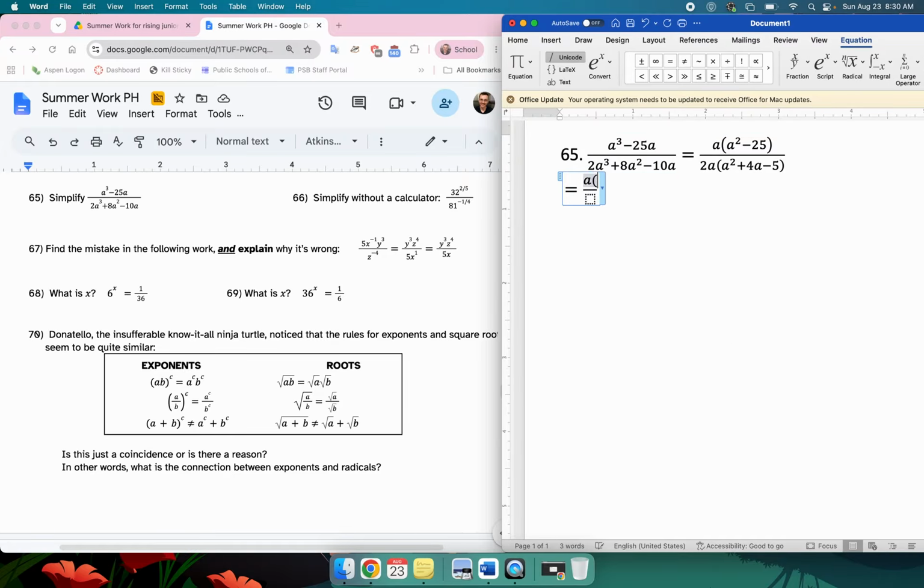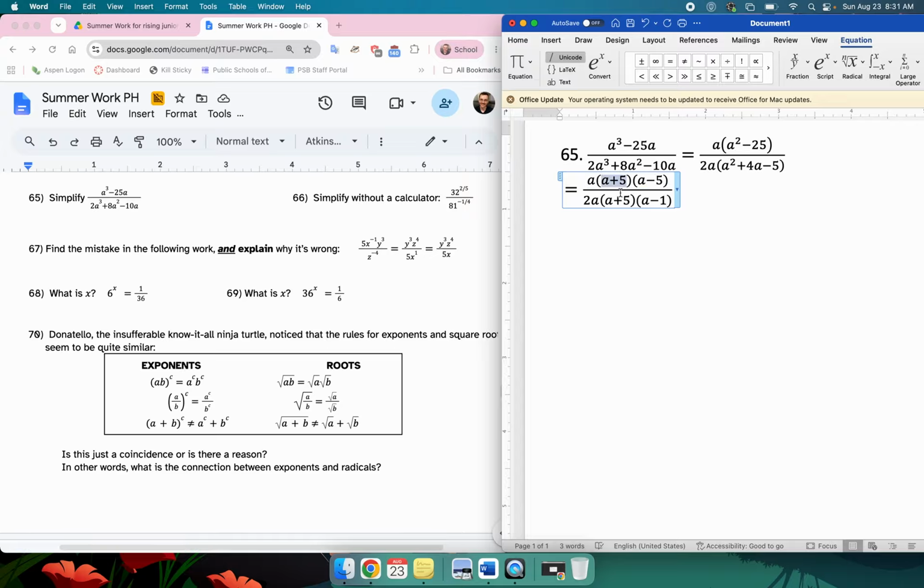So in the numerator, that expression in parentheses, a squared minus 25, that's a difference of two squares. So it factors as a plus 5 times a minus 5. And then here, this expression in parentheses, I need a pair of numbers that multiply to negative 5 and add up to 4. That's going to be 5 and negative 1. So it factors as a plus 5 times a minus 1.